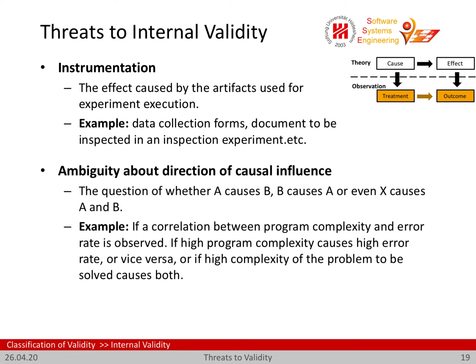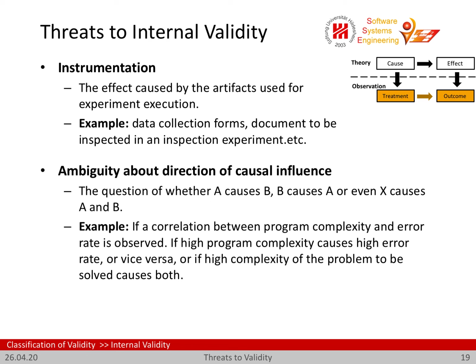Another category may be ambiguity. There may be ambiguity about the direction of the causal influence, for example. If we want to research, and we may actually assume that A causes B, but it may be that B causes A, or even there may be a completely different issue, X, that causes A and B.